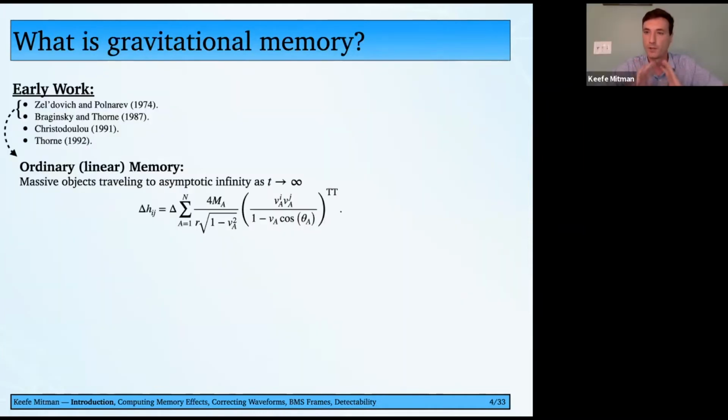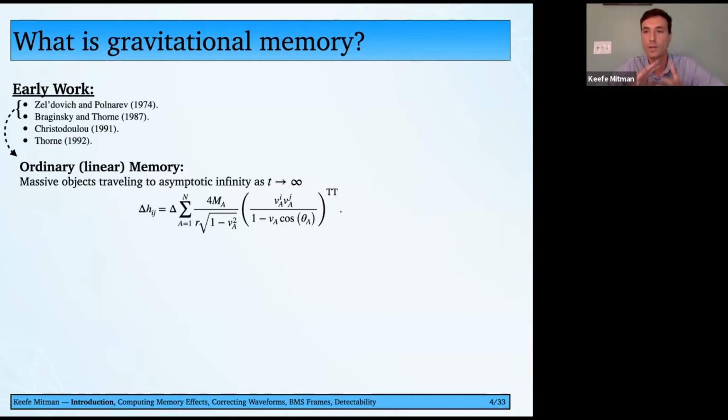So just to give a historical overview of memory, right? It was first realized in the 70s by studying compact astrophysical objects traveling to asymptotic infinity as t goes to infinity. So this is one of the original formulas. It was originally found by Zeldovich and Polnarev, and then this is one of the original formulas introduced by Brzezinski and Thorne. And so this is what I was talking about regarding linear memory, what in more modern day analyses is called ordinary memory.